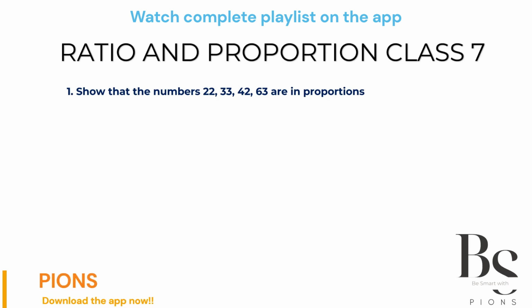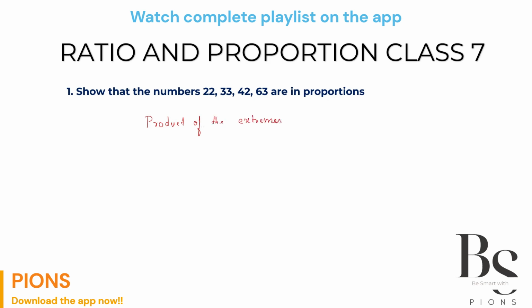So let's start with proportion question number 1. It says show that the numbers 22, 33, 42, 63 are in proportion. To check if they are in proportion, you first have to find the product of their extremes. Product of the extremes.